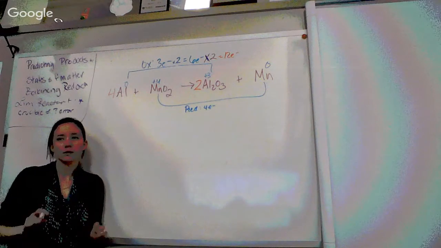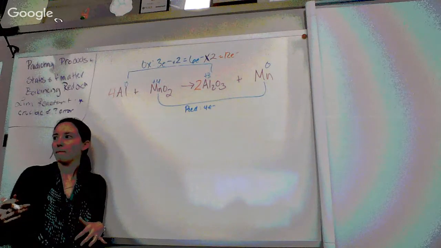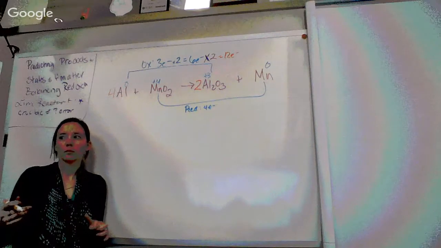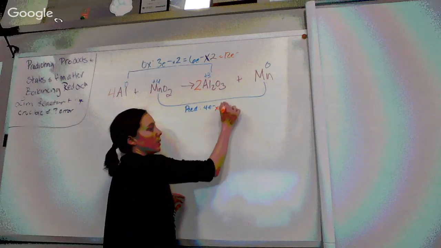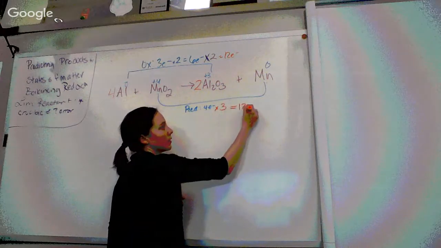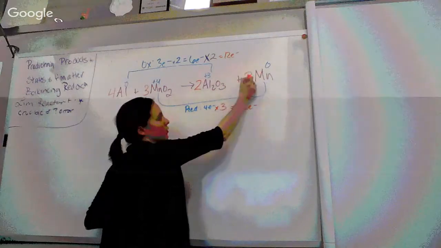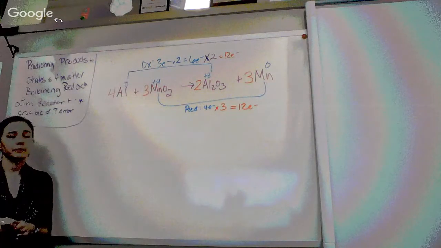Did I lose you? That's a really hard, like, there's a lot of things to think about right there. Okay, and so then here, to get this to 12, I have to multiply by 3. So I'm going to go up and multiply my coefficients, which both happen to be 1, to turn both into 3.